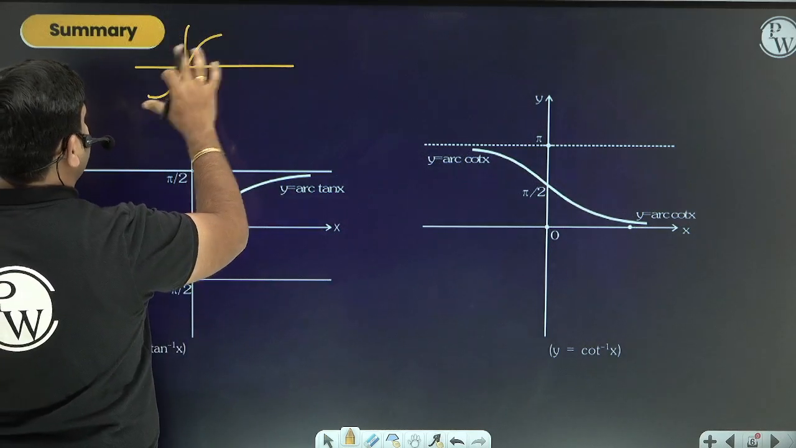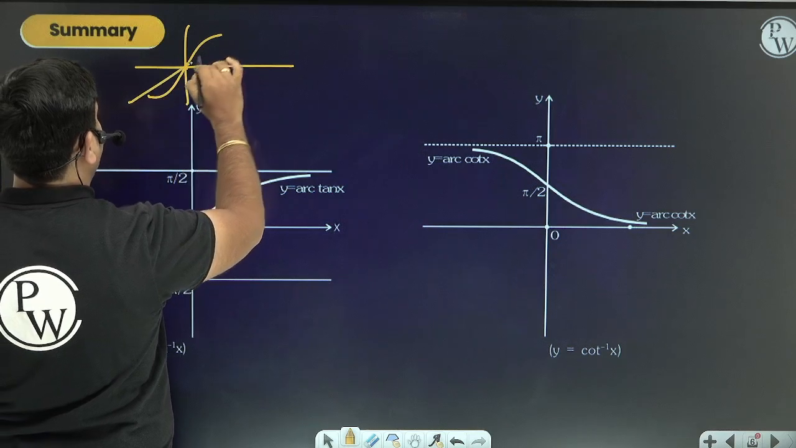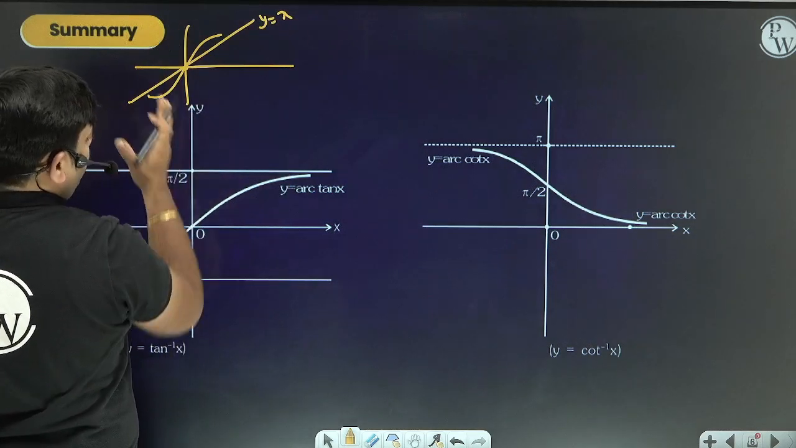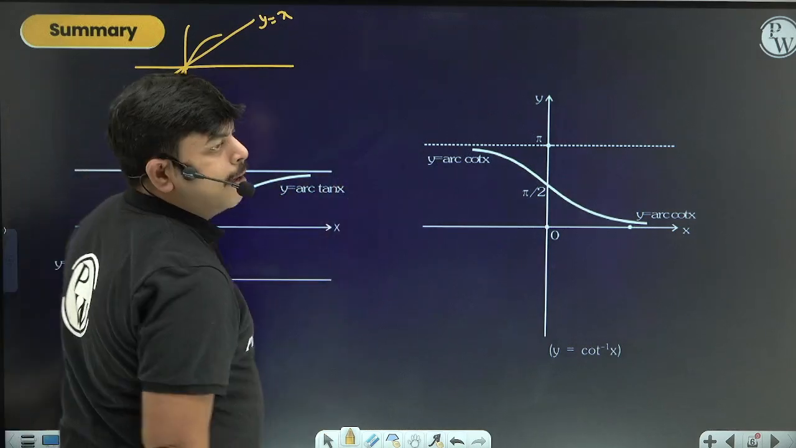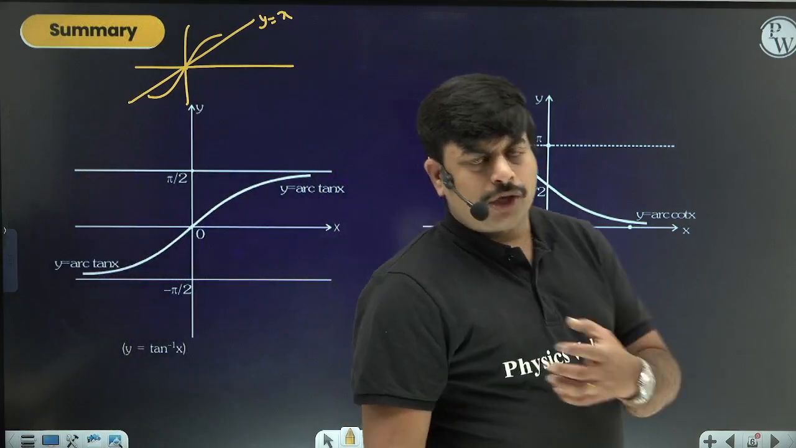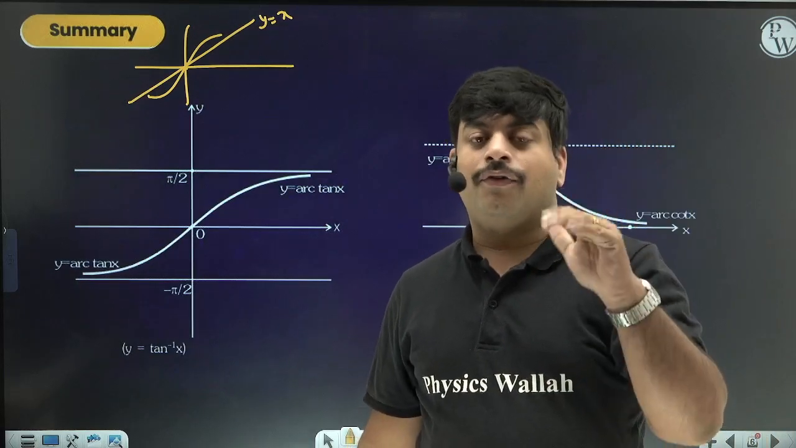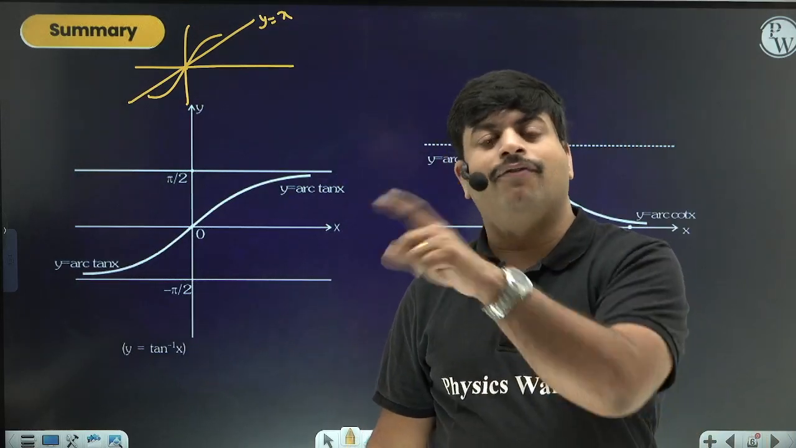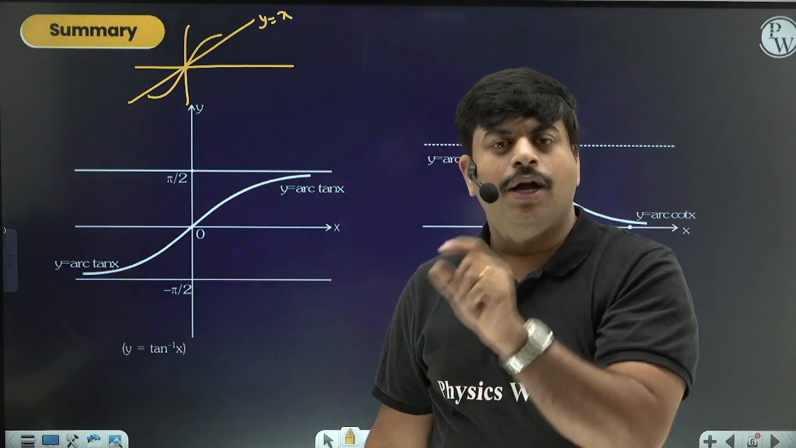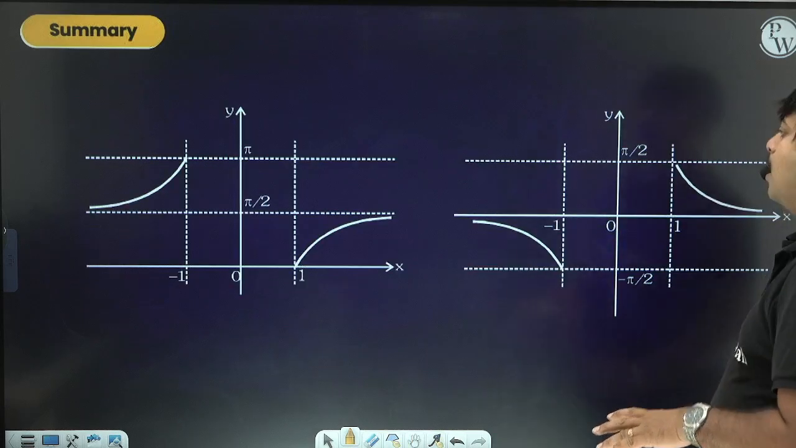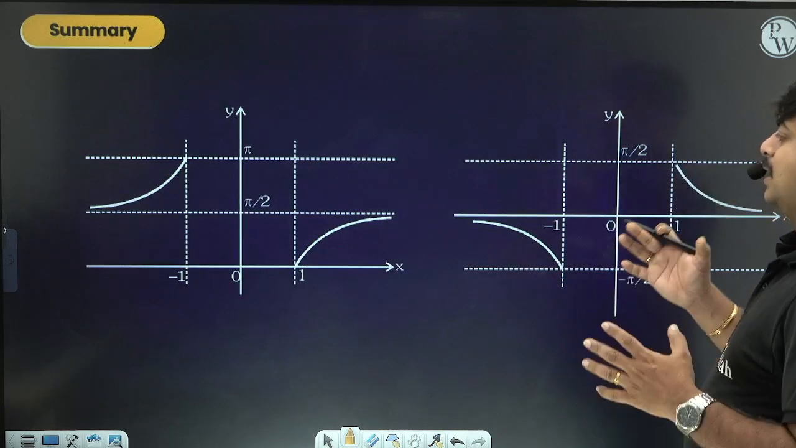So this function's image under the line y equal to x will give you this function. This is the line y equal to x. It may not be accurate to scale, but that's how you try to draw the graph of f inverse x from f of x. When f of x is known, drawing f inverse x is very easy.